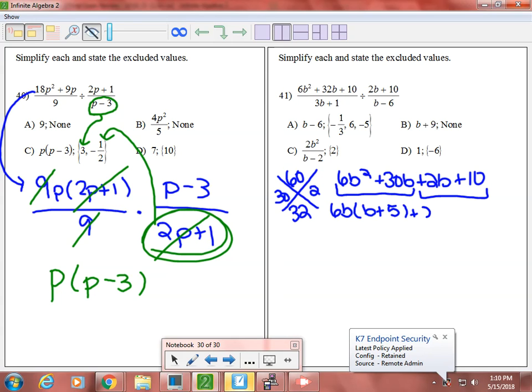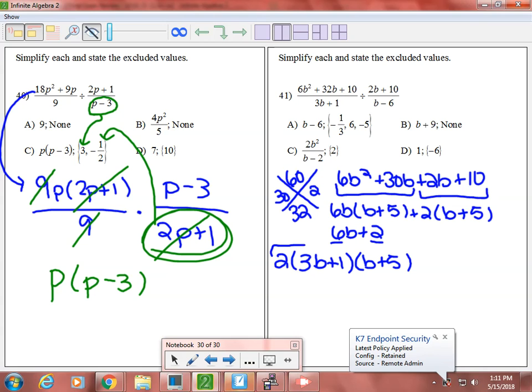In common here is 2 and b plus 5. So when I reset that one up, 6b plus 2 can still reduce. There's a greatest common factor here of 2. So I'm going to say 2, and then 3b plus 1, and then b plus 5. And again, where did that come from? This would distribute back to give you that. Then my bottom is 3b plus 1. Then I have to flip and multiply by the reciprocal.